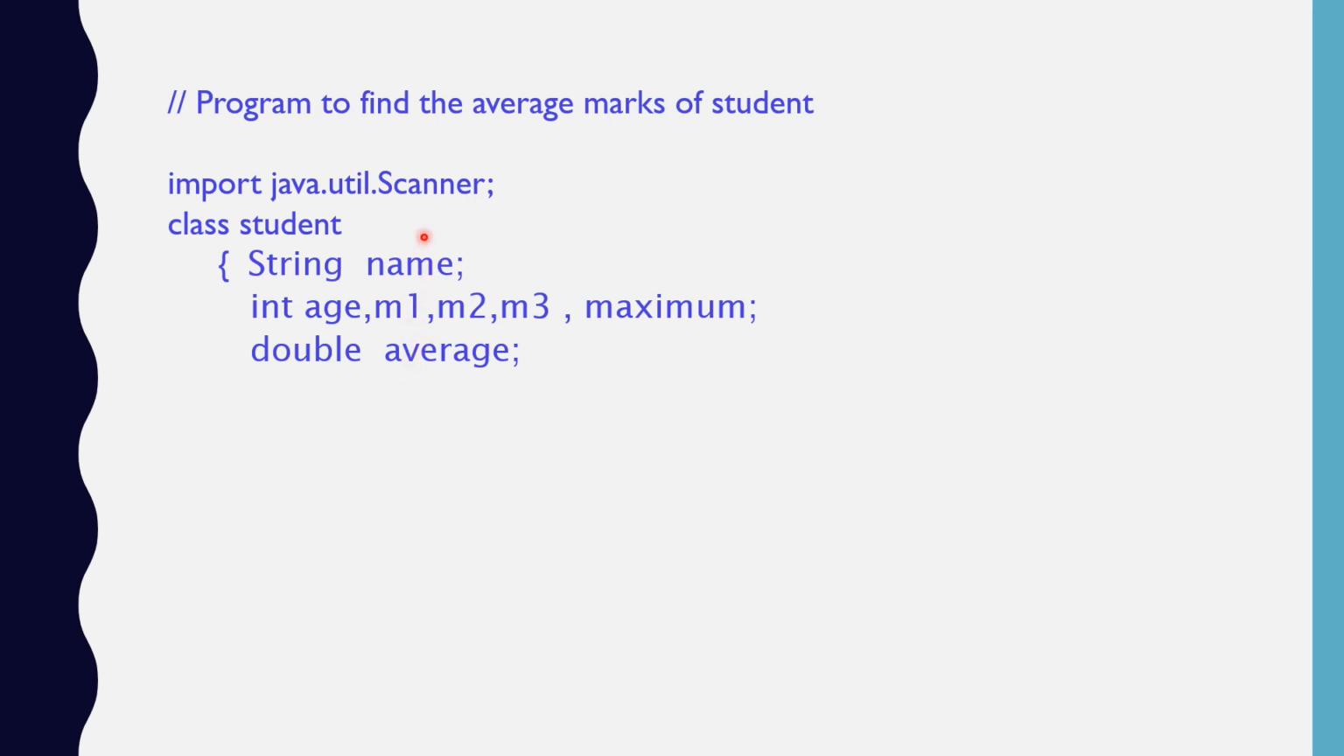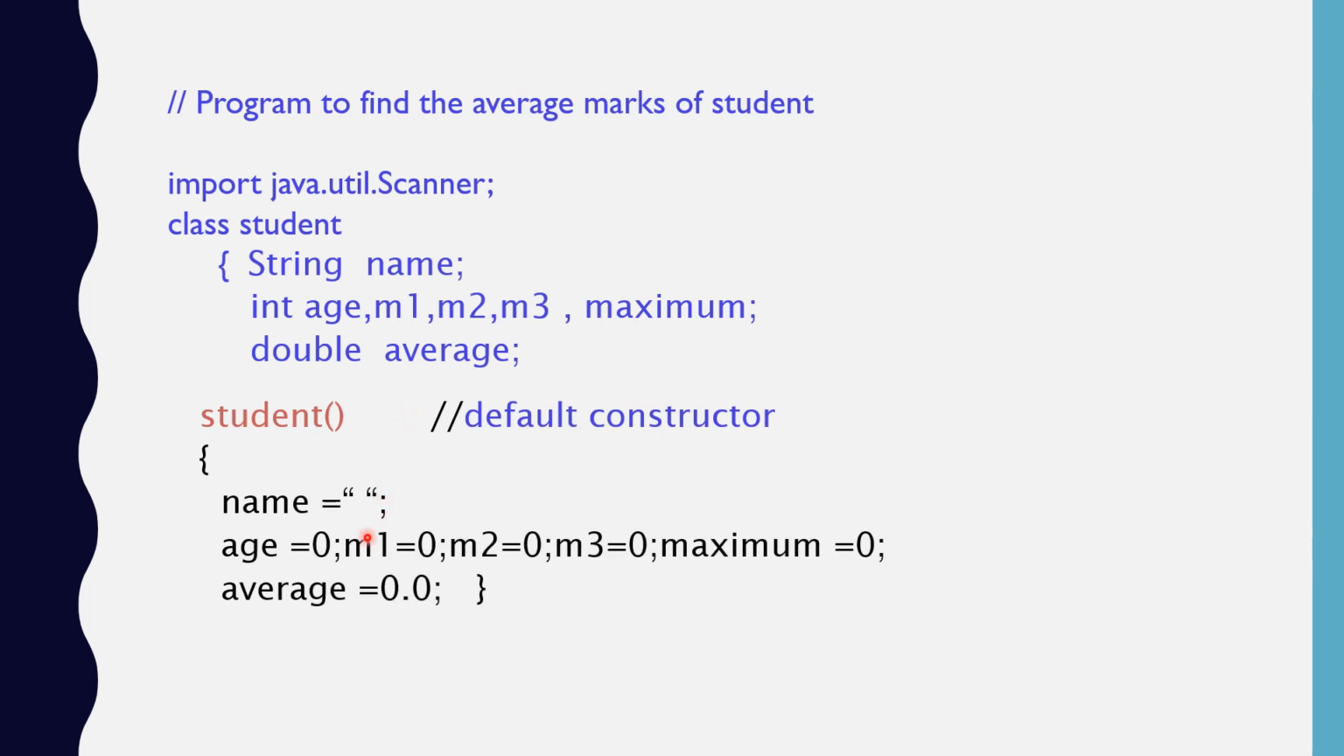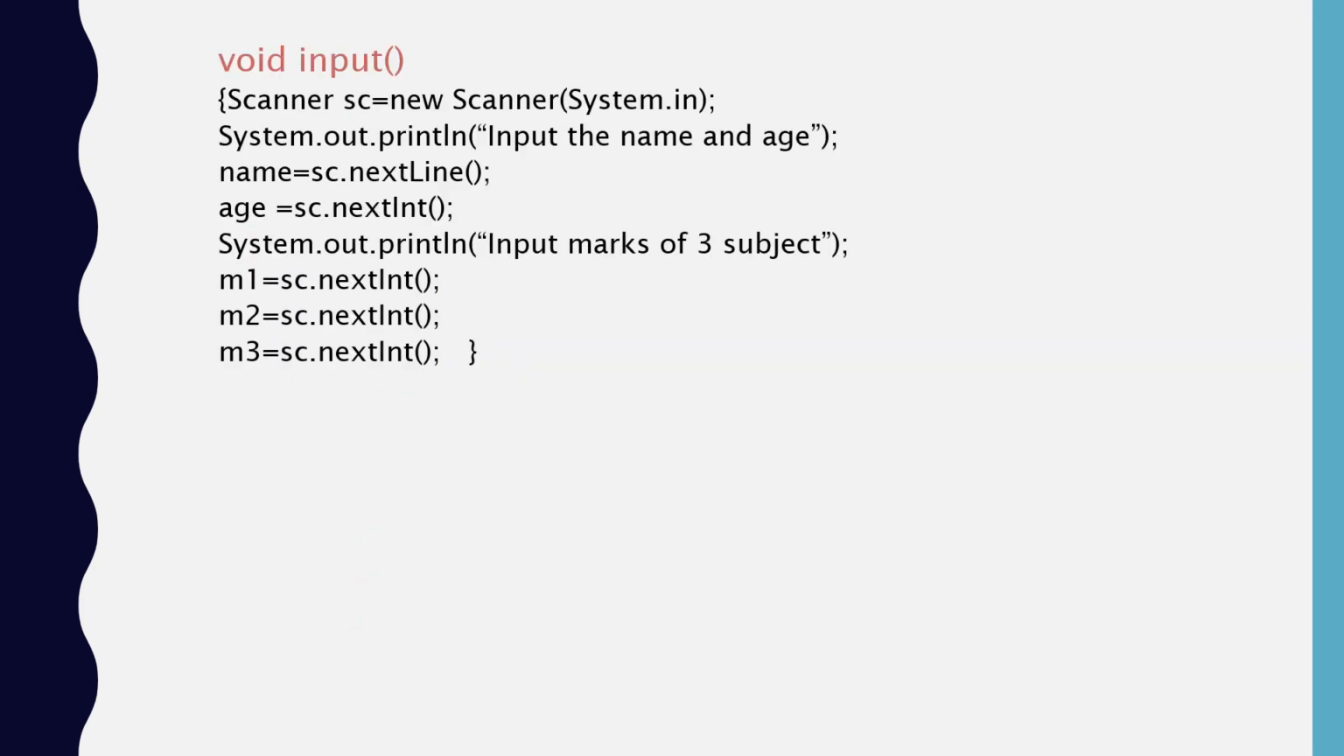In constructor, write the program according to the question given. The complete order we have to follow in the program. And now student, create the constructor, initialize the variables. The string name is string, so initialize name with a space and all the integer variables with 0 and double we can say 0.0.